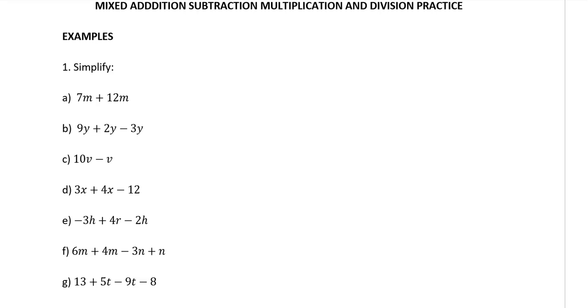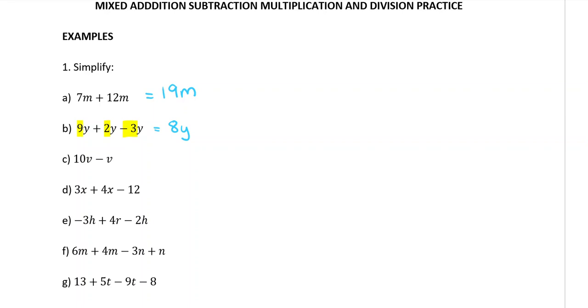So in A, 7m plus 12m, they have the same letters, so they are like terms. All I need to do is add the numbers in front. 7 plus 12 makes 19, and the m sits at the end. In B, 9y plus 2y minus 3y. Again, they're all like terms. So I need to do 9 plus 2, that's 11. Take away 3 will make 8, and I put the letter y afterwards.